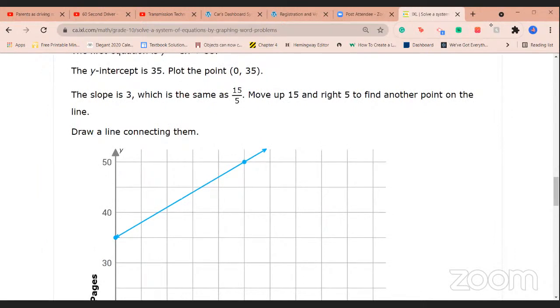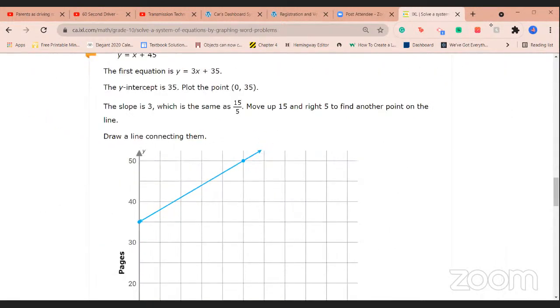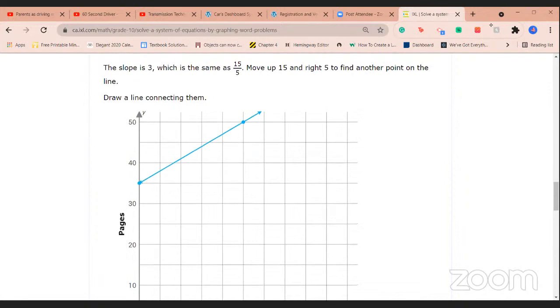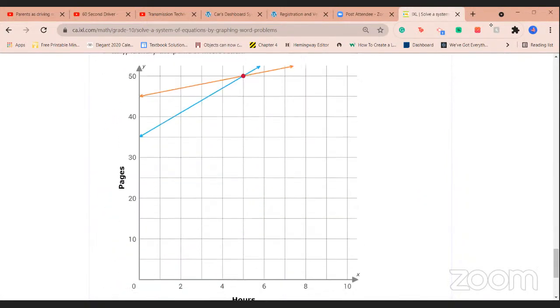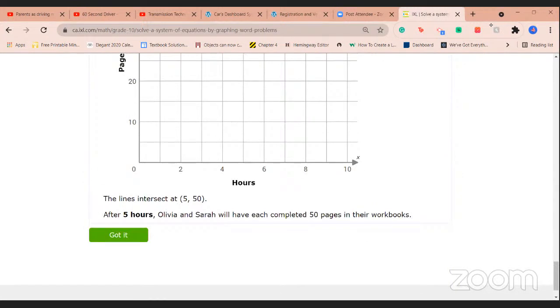Okay, so the slope is 3, which is the same as 15 over 5. I did multiply by 5, right? So 15 over 5, move 15 up and 5 to the right. I think I just plotted a bit off. But if you plot it right, you would see it's at 5 hours.